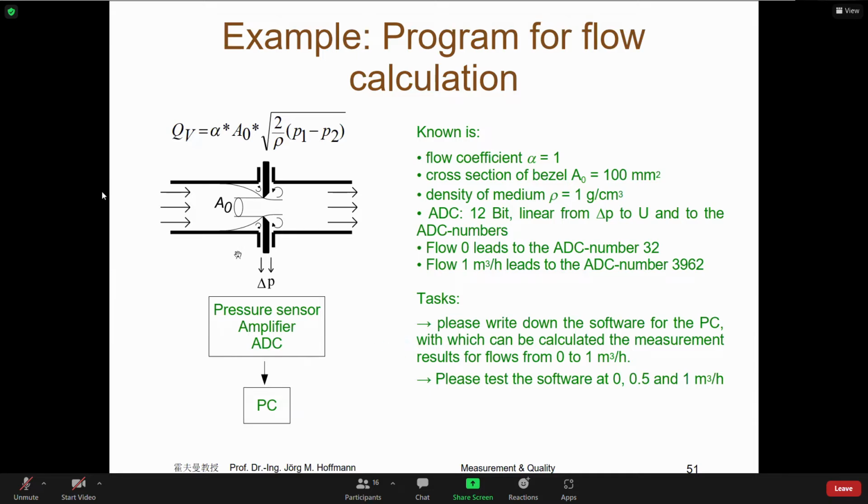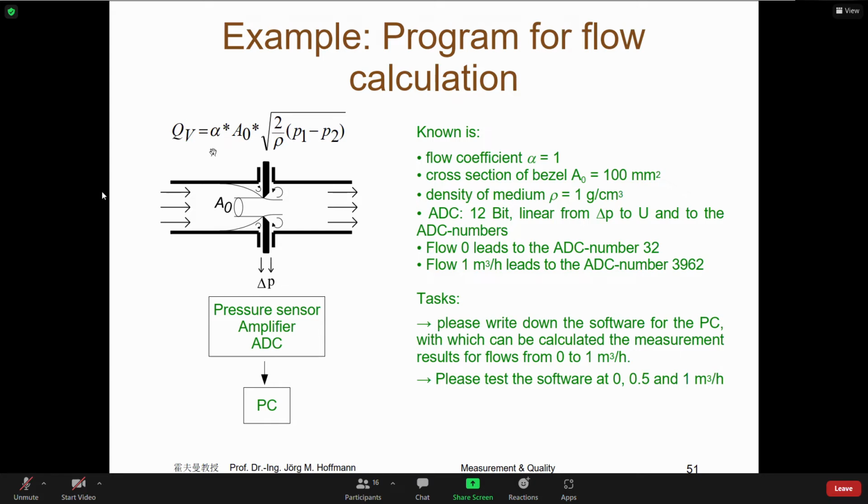And we have here a flow. We have a flow, we have a basin, and we measure the delta of the pressure before and behind of the basin. That is a very often used measurement system for flow measurement in the industry. And the important thing is that we have a non-linear function. You see here the formula.